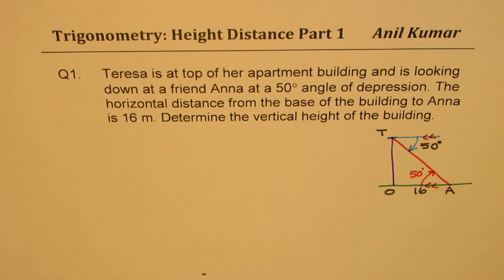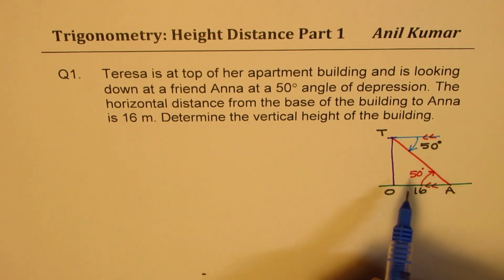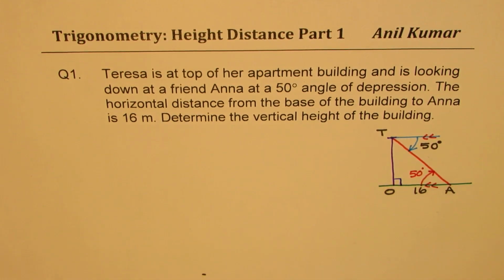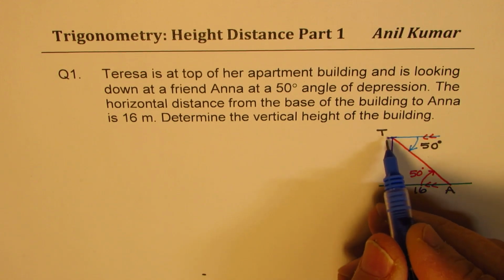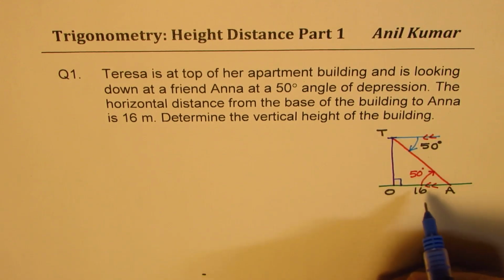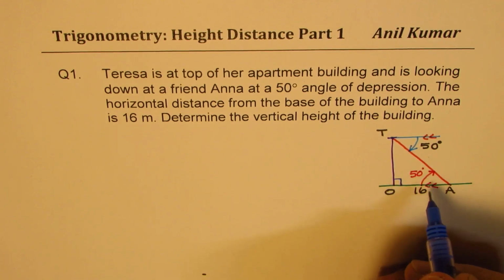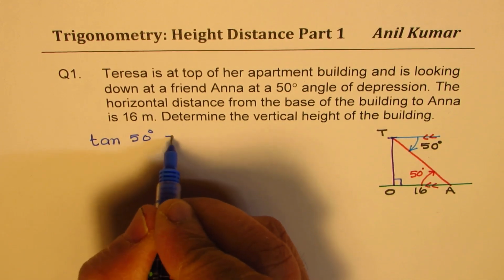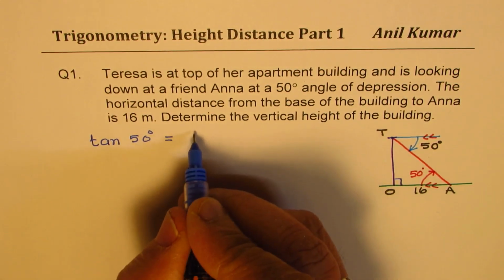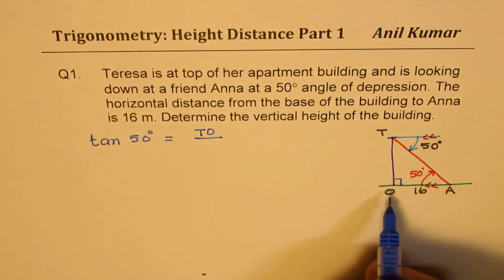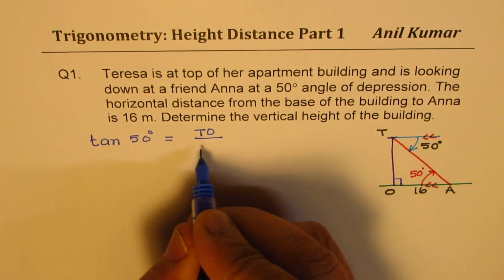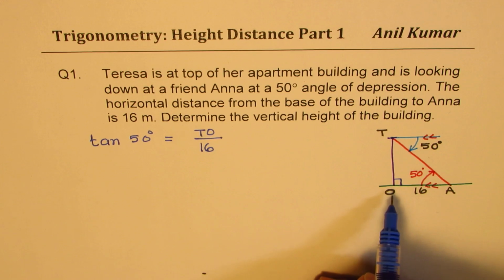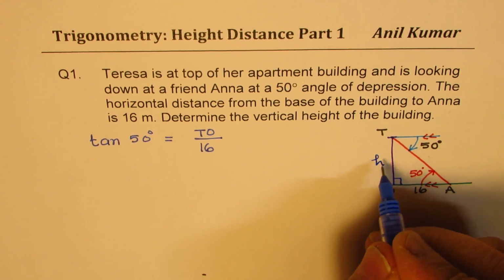Now in this particular triangle, as you can see, what we know here is the adjacent side, since this is 90 degrees, right? Building is straight. And we want to know T to O, the height of the building, correct? So they are related with tan ratio. So we can write down tan of 50 degrees is equal to TO over OA, right? So OA is 16. So from this relation, we can easily find what the height of the building TO is, right? So TO is the height of the building, correct?